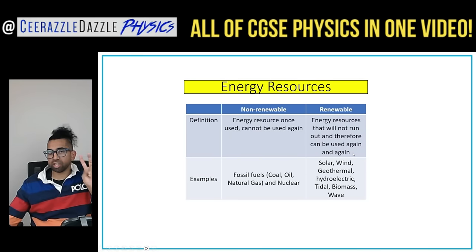Now, we're going to move on to energy resources. There are two different types of energy resources, non-renewable and renewable. Non-renewable simply means energy resource, once it's used, it cannot be used again. Renewable resources will not run out and therefore can be used again and again. Some examples of the non-renewable are going to be coal, oil, natural gas, and nuclear. Renewable will be solar, wind, geothermal, hydroelectric, tidal, biomass, and wave.